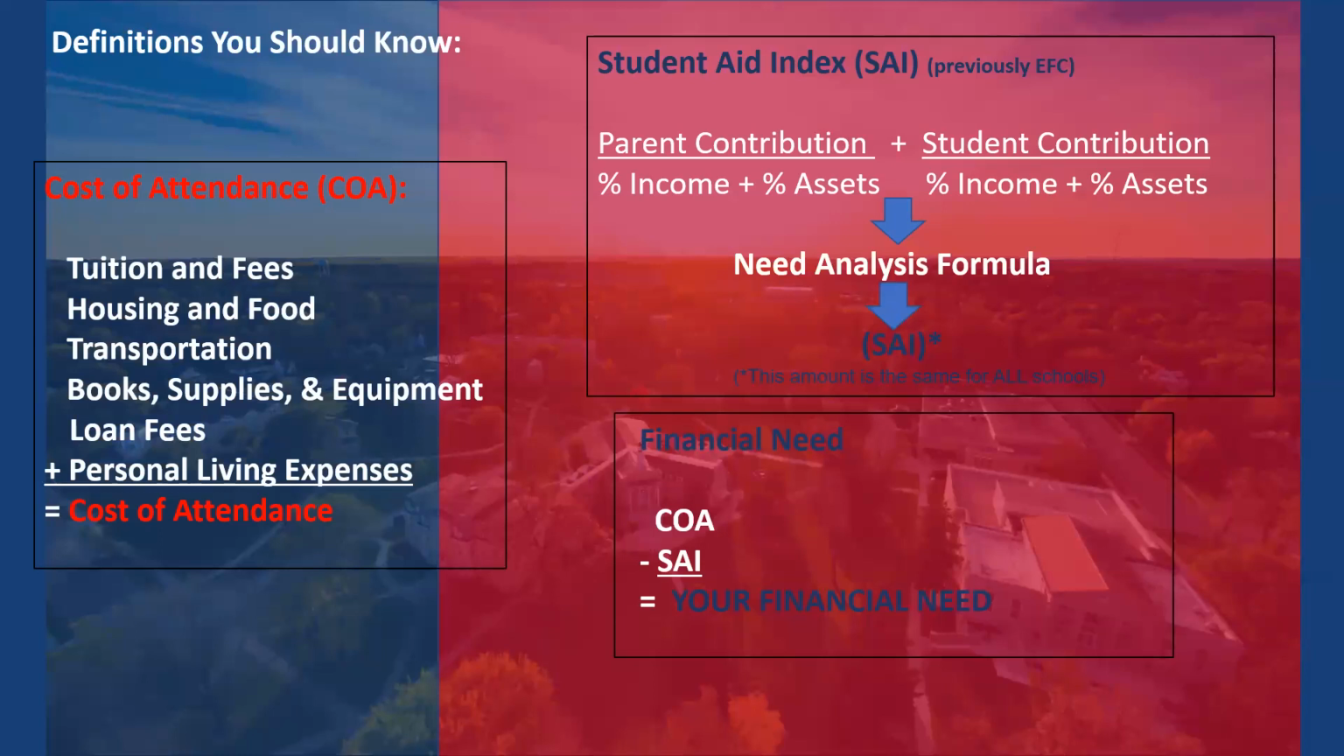When the cost of attendance has the SAI subtracted from it, what's left is the financial need, and this is used to determine many types of aid.